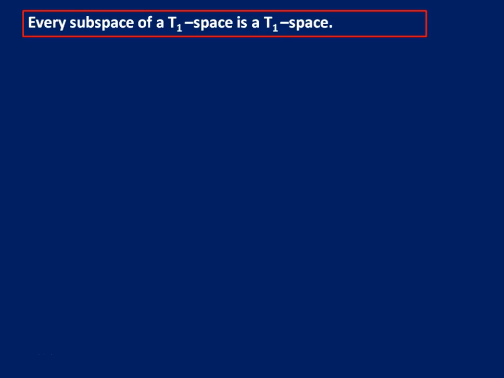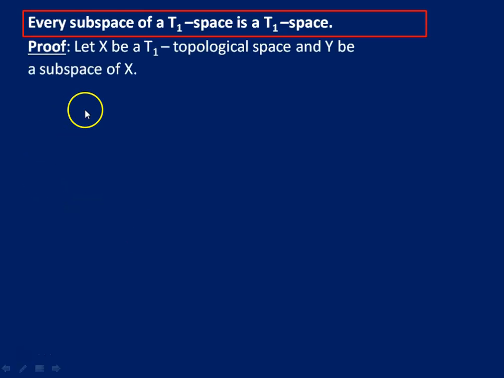Here we have one more statement. Every subspace of a T1 space is a T1 space. Let X be a T1 topological space and Y be a subspace of X. We have to prove that this Y is also a T1 topological space. That means by this statement we can say that the T1 condition is a hereditary condition. If the parent space is T1, then the subspace will also be a T1 space. Now let us prove this.